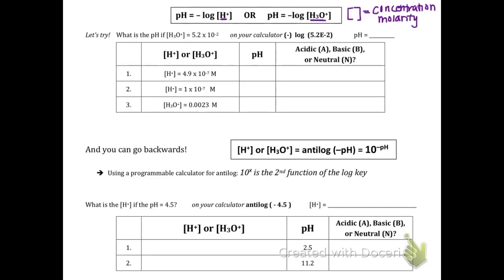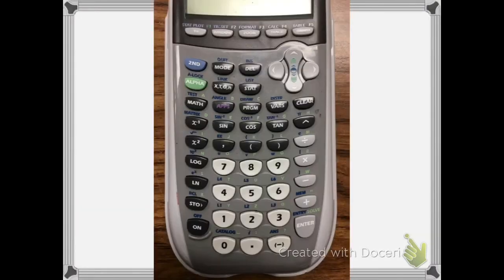All right, so here is a sample question. It says, what is the pH if the hydronium concentration is 5.2 times 10 to the negative 2? If it gives us this problem, then we need to follow this equation to find the pH. So you're going to do negative log of the concentration. Let's discover where these buttons are on our calculator. The negative button is here. Log button is right here.